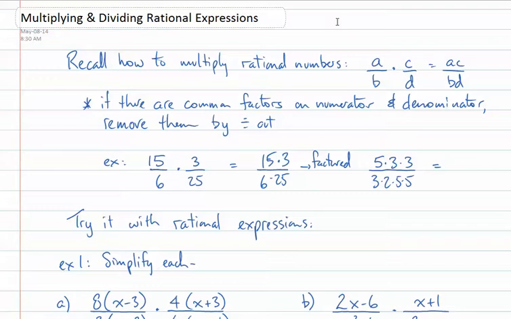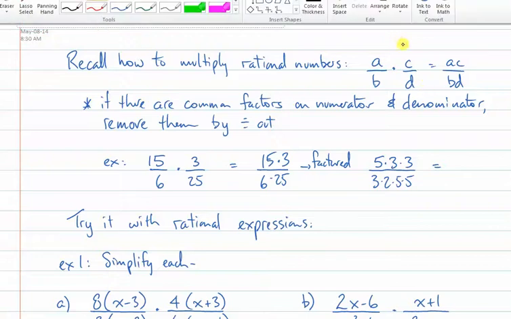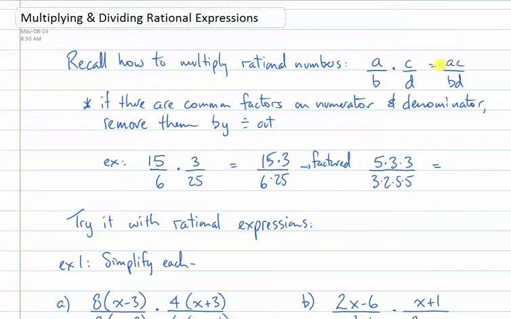Hi, in this lesson, we're going to cover multiplying and dividing rational expressions. I'd like you to recall what you remember from rational numbers and how we multiplied them. If I had a over b times c over d, where a, b, c, and d are numbers, then their product is going to be the numerators multiplied, ac, and the denominators multiplied, bd. So we multiply numerators, we multiply denominators.